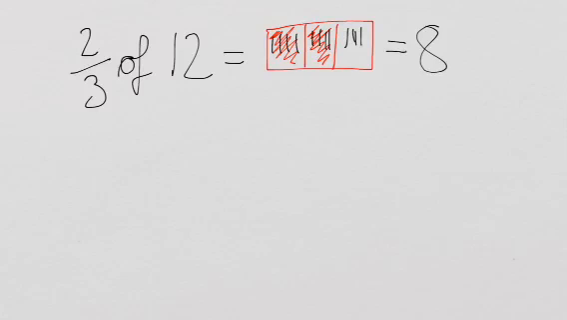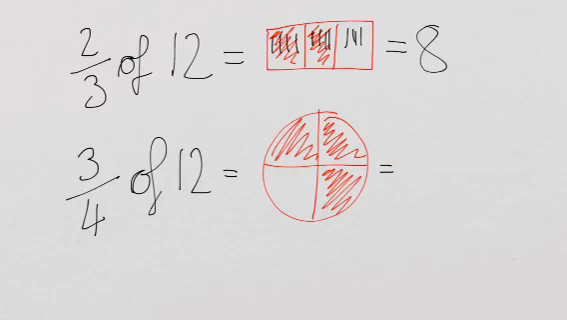Works the same for all other fractions as well. In this example, I am now going to look at 3/4, 3 out of a possible 4 of 12. Here's my diagram, and I've shaded 3/4. I'm going to split my 12 up equally, and this time I'm going to count up my total starting here. 1, 2, 3, 4, 5, 6, 7, 8, 9, and that gives me my answer, 9. So 3/4 of 12 is 9. That's the method that you should use for working out any fraction of a whole number.